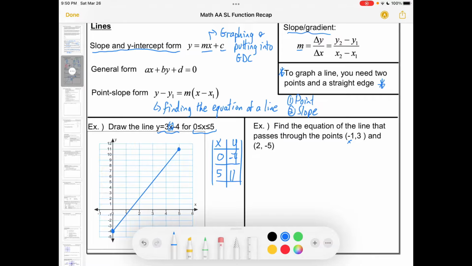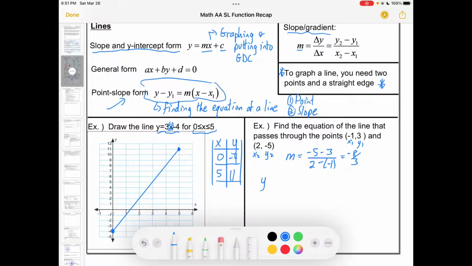So I need to know a point to use this point-slope form. And so I know x1, y1. That's great. Here's x2, y2. I also need to know the slope, which is y2 minus y1 all over x2 minus x1. That's going to give me -8/3. And if I had switched the order of those points and made the first one x2, y2, I'd still get the same result. So now I use this point-slope form to find the equation.